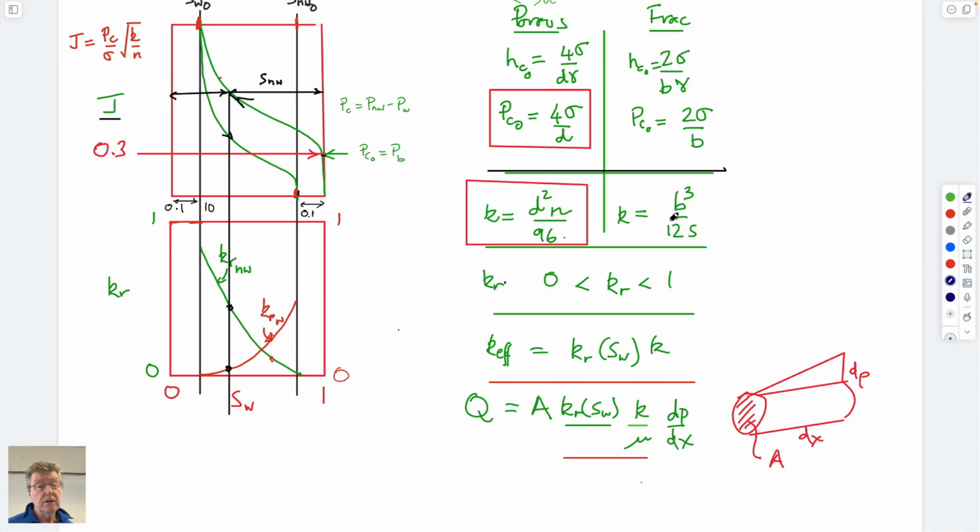We can also, as we did for fractures, define the permeability as a function of the aperture and the spacing between the individual fractures.